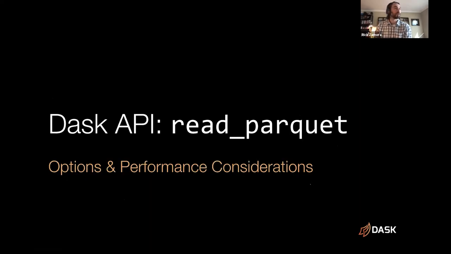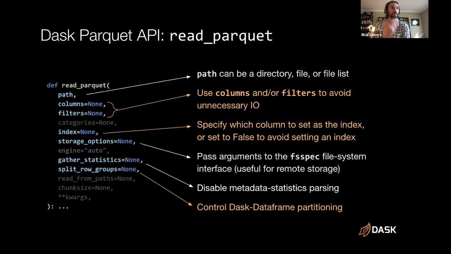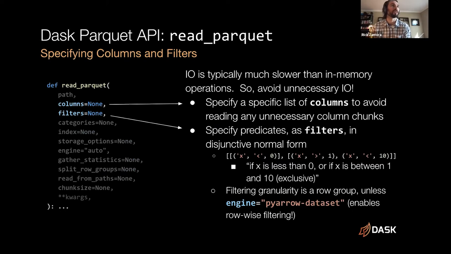And so some overview and some considerations for read Parquet. Again, these are a bunch of different options I'm not going to read through. I'm going to focus on the points that are highlighted in orange. So first of all, I'm going to group these together, specifying columns and filters. Something beautiful about Parquet is we can do partial IO. We don't have to read an entire file and then pick out the pieces we need.